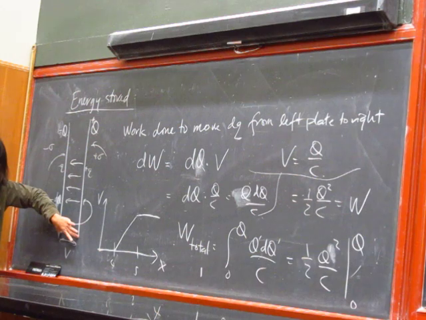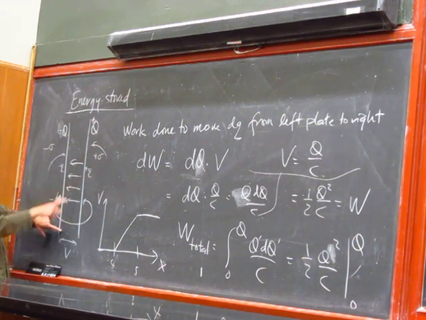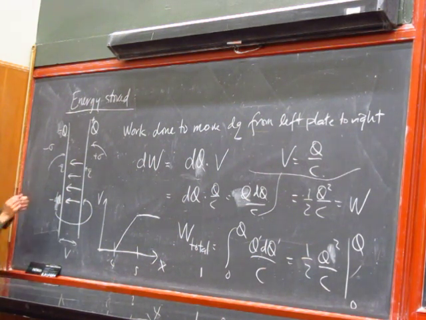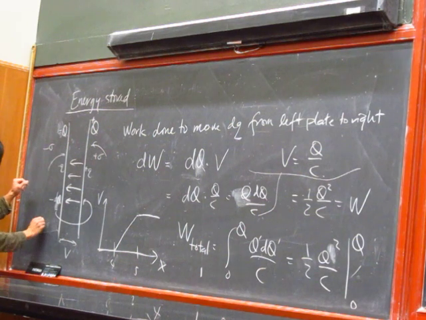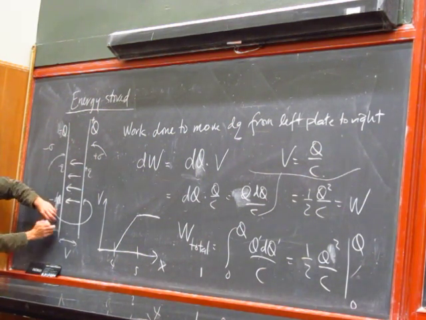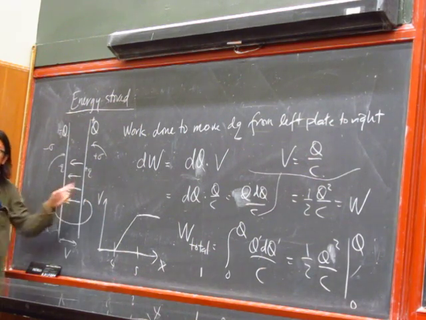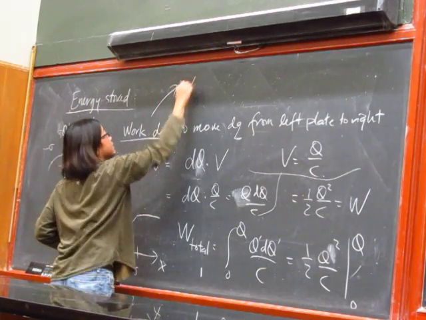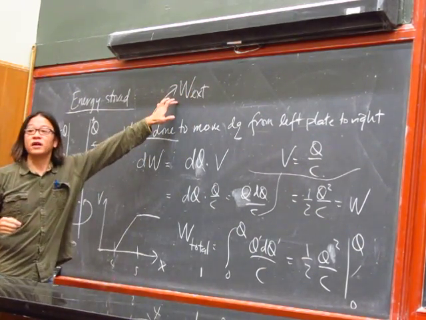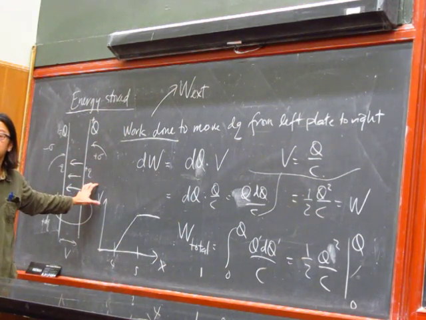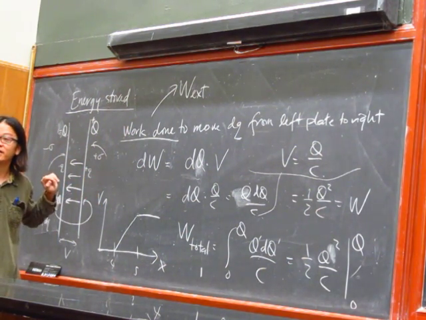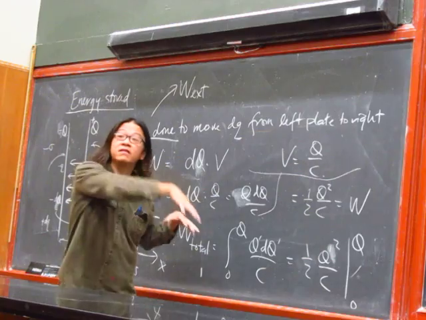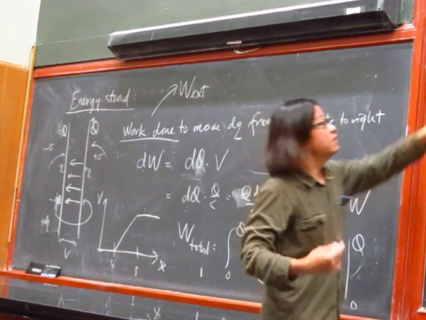So there's a potential difference. The potential is higher here, lower here, and there's an electric field going that way. If I want to bring charge plus dq from the left plate to the right plate, I have to work against the electric field. This is work done externally, by you, not work done by the electrical force. Maybe that's what you asked. So this is the work done by an external agent on the capacitor plates.